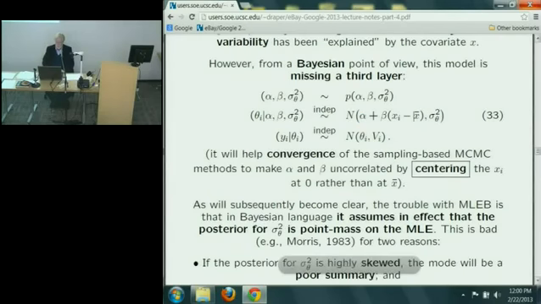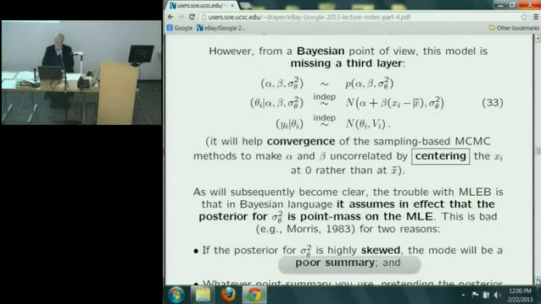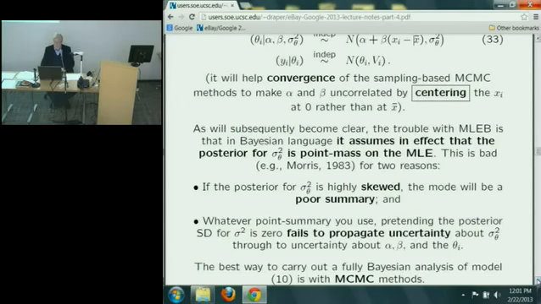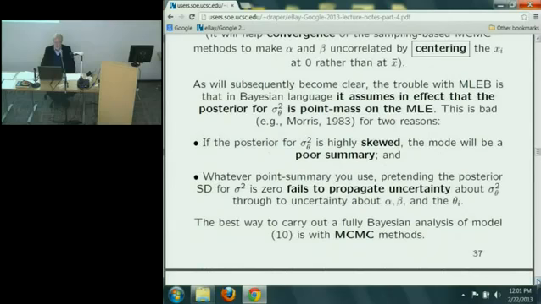And so, as will subsequently become clear in the next few minutes as we do the Bayesian fitting, the trouble with MLEB in a model like this is that in Bayesian language, it assumes in effect that the posterior for sigma squared theta is in fact point mass on the MLE instead of having uncertainty about that value. And this is bad for at least two reasons. As I've shown you with that little sketch with the reverse J-shaped likelihood function, if the posterior for that sigma squared parameter is highly skewed, the mode will be a poor summary. And secondly, whatever point summary you use, pretending that the posterior standard deviation for that parameter is 0 clearly fails to propagate uncertainty about it.